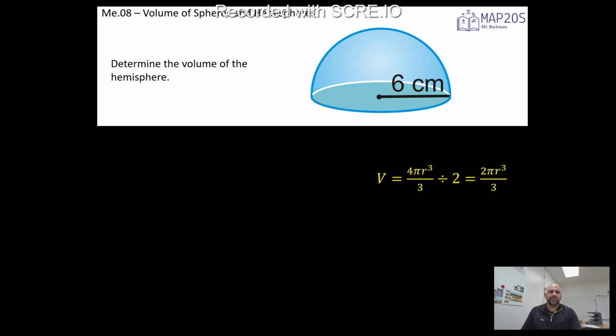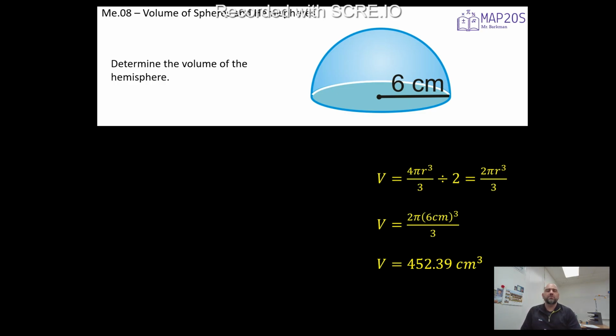All right, now that we know the radius, let's plug it into the equation. 2 pi r cubed, so that's 6 cubed. That's 6 times 6 times 6, 216. Yep. 2 times pi times 216, and then divide that all by 3, and we're going to get an answer of roughly 452.39 cubic centimeters, which would be the volume of this hemisphere.